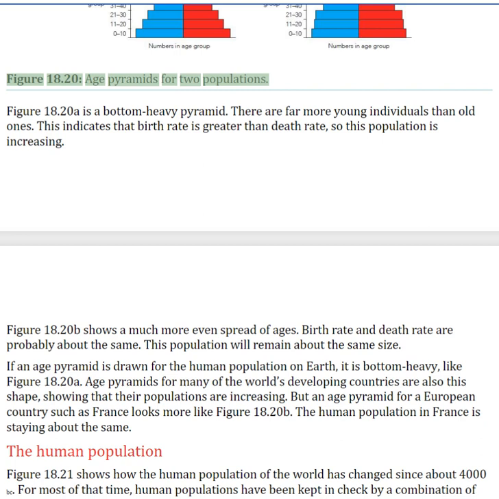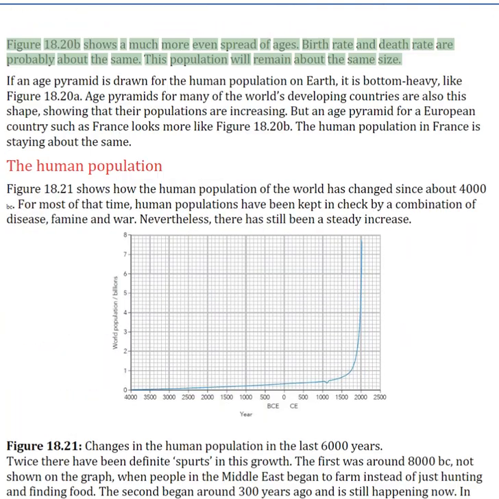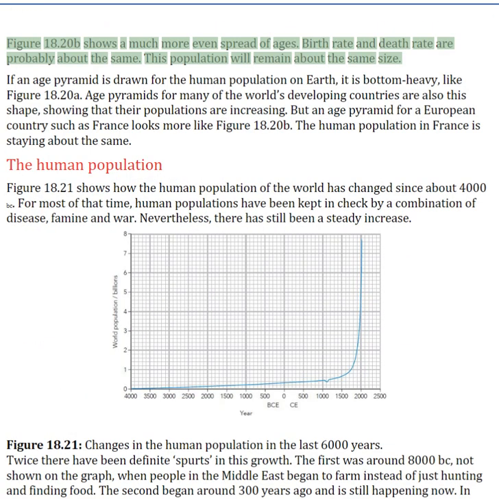Figure 18.20, age pyramids for two populations. Figure 18.20a is a bottom-heavy pyramid. There are far more young individuals than old ones. This indicates that birth rate is greater than death rate, so this population is increasing. Figure 18.20b shows a much more even spread of ages. Birth rate and death rate are probably about the same. This population will remain about the same size.